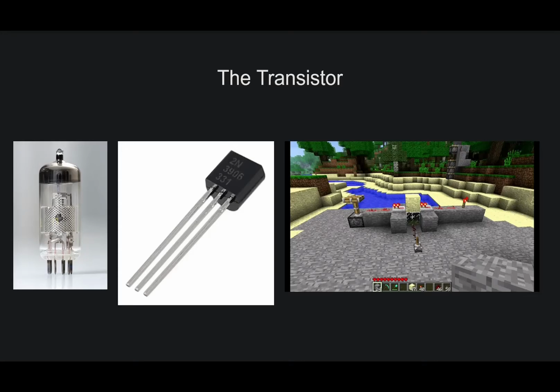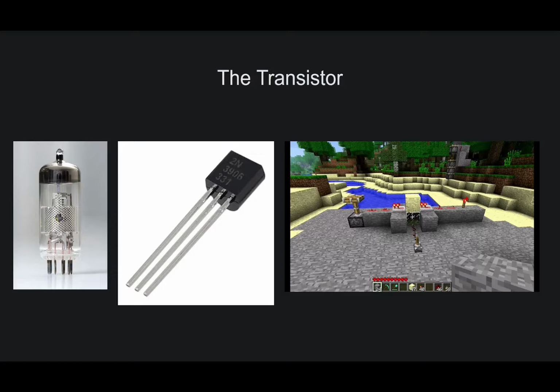So we begin with the transistor. You can see the major stages of transistor development: the vacuum tube, the solid-state transistor, and the Minecraft transistor. So what is a transistor? Well, it's basically a switch that's controlled by electricity. In other words, it's either conductive or it's not conductive based on another electrical current.